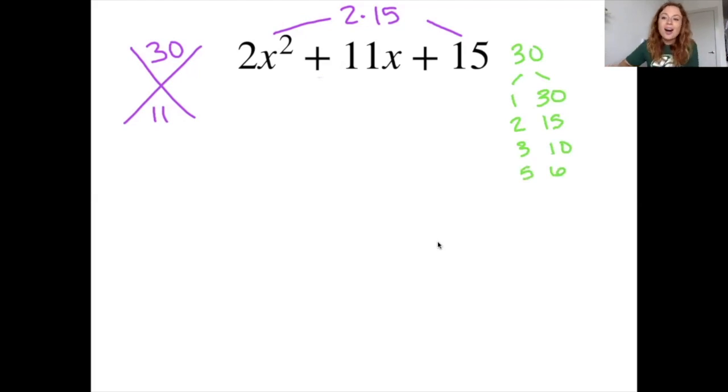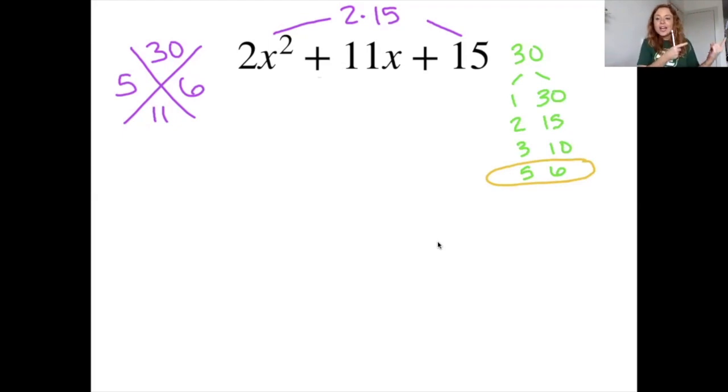Okay, so since it's a positive 30, since A and C were both positive, so it became a positive 30, then we know we're gonna find the ones that add to give us a positive 11, because that B was positive 11. Okay, so that would be our 5 and 6. So 5 plus 6 is positive 11. So then that is where we're gonna put our 5 and our 6. Okay, so what this little X does for us is it gives us our 2 middle pieces.